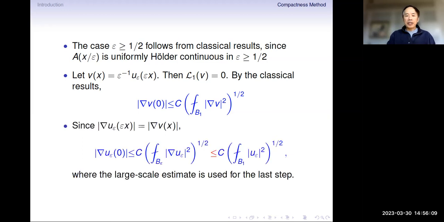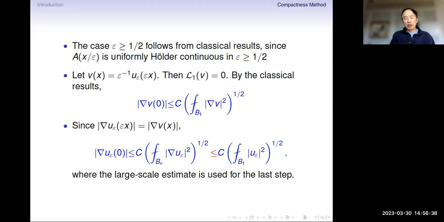Now let's scale this estimate back to u epsilon. So what you see here is that if I take the gradient of v, the epsilon to the -1 just cancels out. It's just equal to the gradient of u epsilon evaluated at epsilon x. So in particular, if I take x to be 0, the gradient of v at 0 is the same as the gradient of u epsilon at 0.